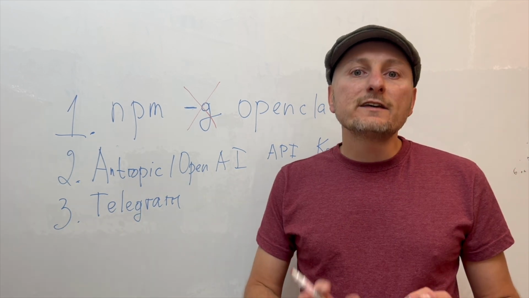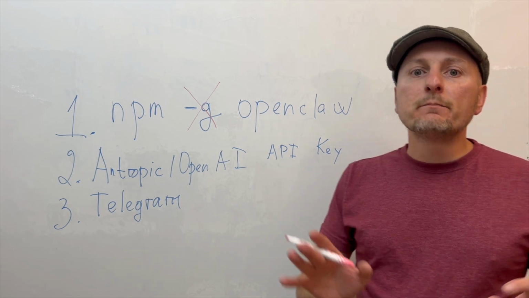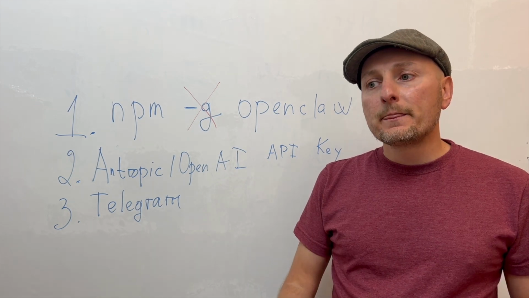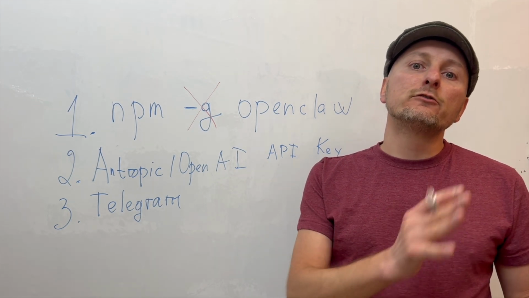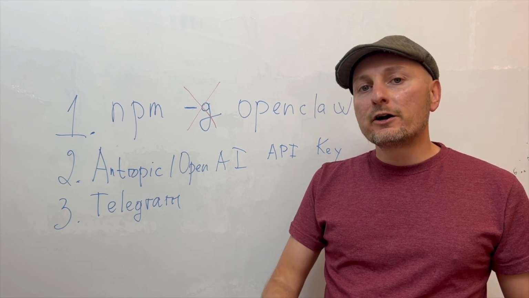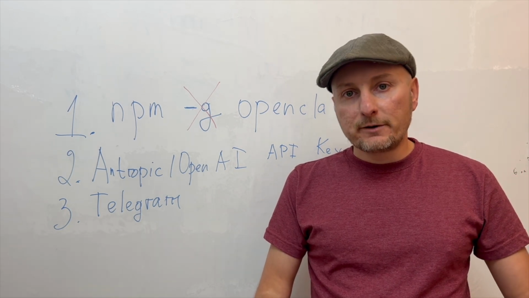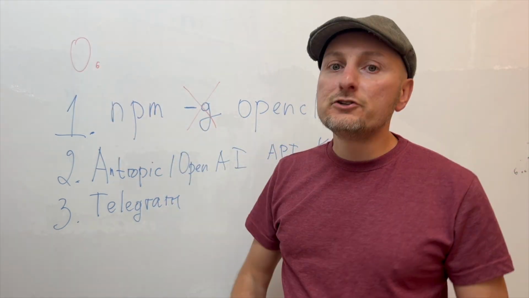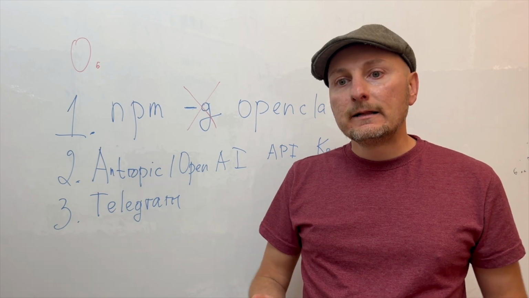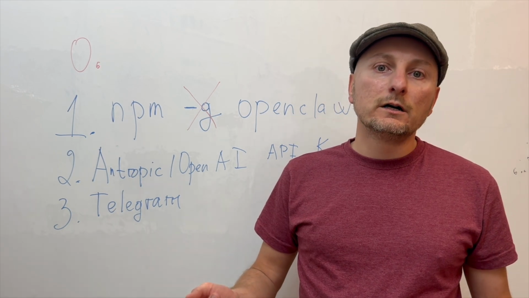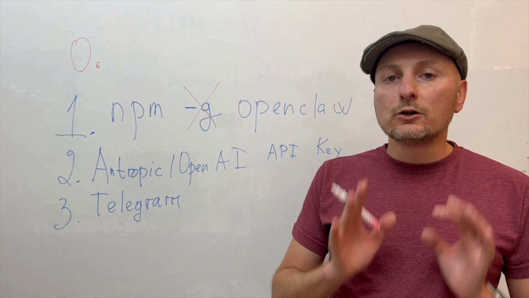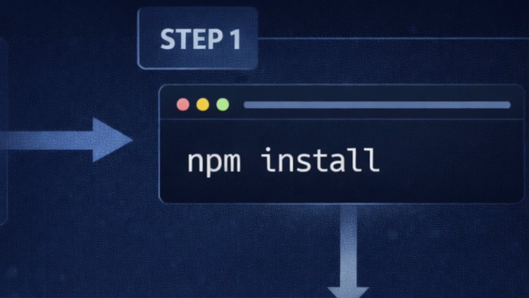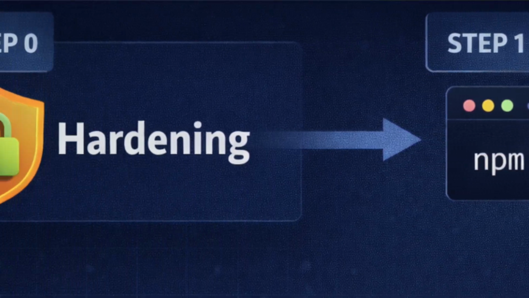But I think what this article is missing, and what other people are missing, is the steps before. Before you install OpenClaw, you need to prepare your machine, you need to be aware of the risks, you need to make some configuration changes. So that should be step 0, which is basically hardening and preparing your machine where OpenClaw will be running. That's a very important step, and I think something that we are missing.